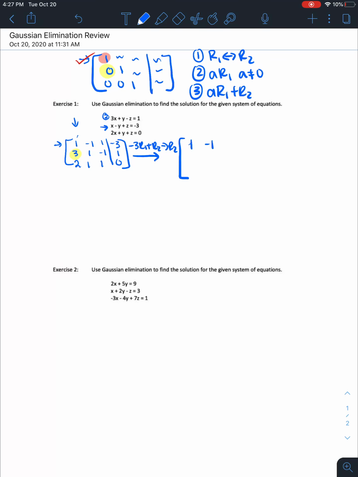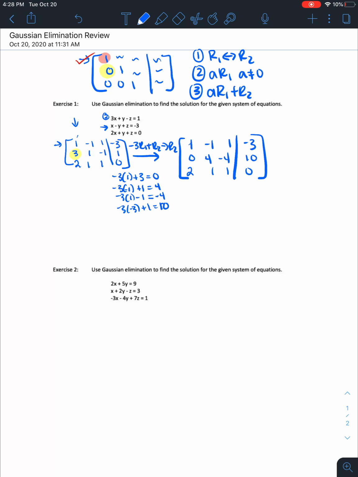So essentially, I have to apply this to every position. I'm going to do -3 times 1 plus 3. So -3 times the first value of the first row plus the first value of the second row, and that equals 0. So that gives me a 0 here. Then I'm going to do -3 times -1 plus 1, so that gives me 3 plus 1 is 4. Then I have -3 times 1 minus 1. That's -3 minus 1 is -4. And then I have -3 times -3 plus 1 is 10. That's 9 plus 1 is 10. And then I'm not doing anything to this last row.